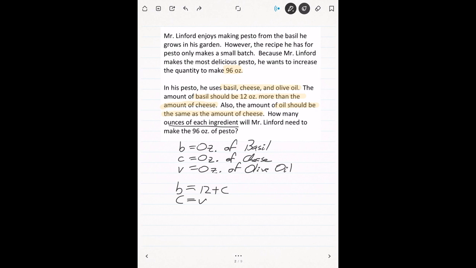Well, hopefully you notice, wait a minute, we need to make 96 ounces of pesto, and that comes from these three ingredients. So we could say that however many ounces of basil we have, plus however many ounces of cheese we have, plus however many ounces of oil we have, should add up to 96 ounces. Because the sum of the ingredients should give us the total amount that we'll end up with.